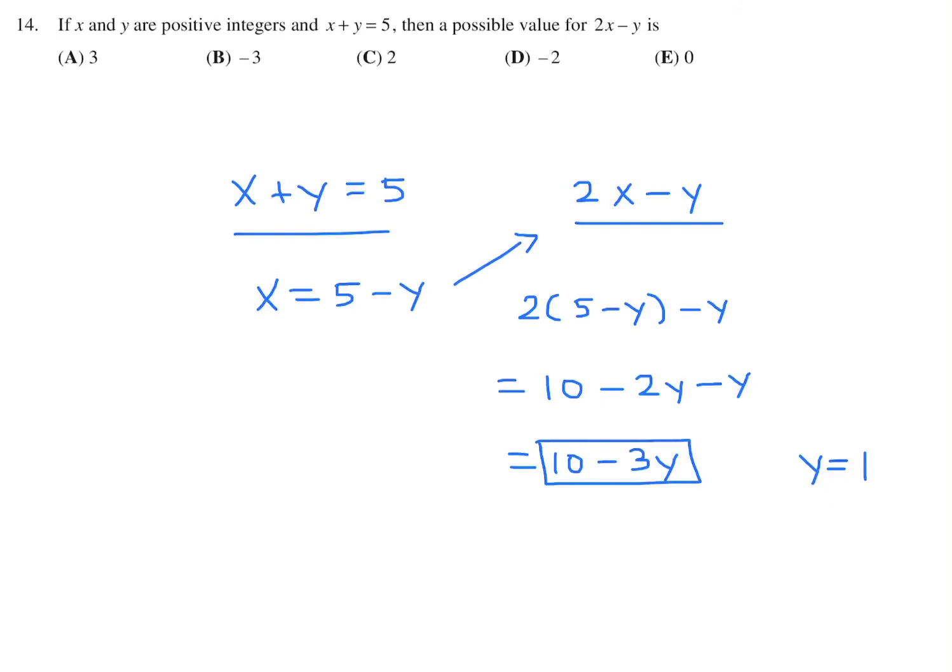If y is 0, it becomes 10. That's not one of the answer choices. If y is 1, this becomes 7. If y is 2, it becomes 4. If y is 3, it becomes 1. Again, not one of the answer choices. If y is 4, this becomes minus 2. And minus 2 is one of the answer choices. So that's really what they're asking for, what is one possible value for 2x minus y among the answer choices given. So 14 is D.